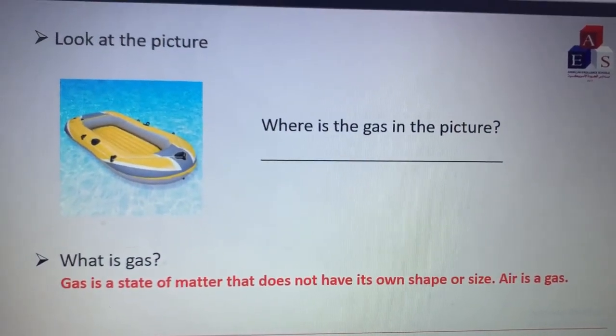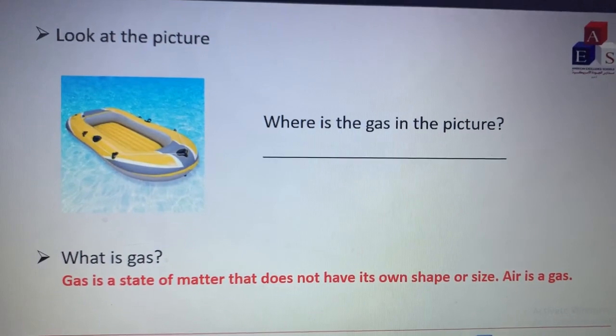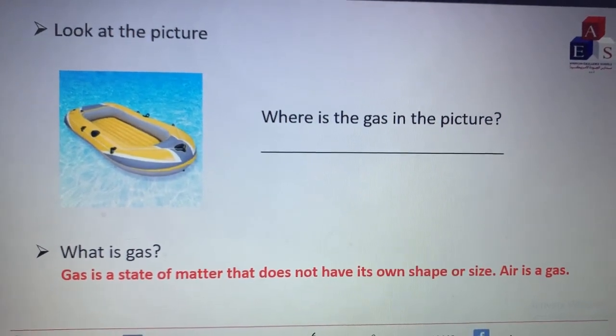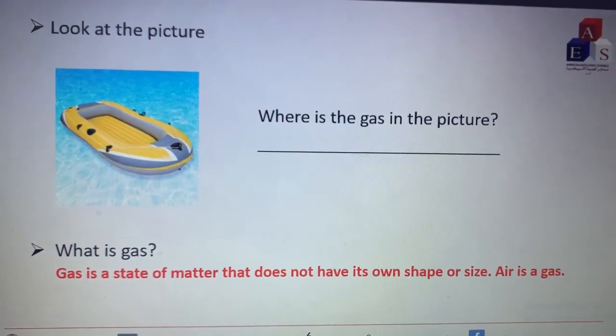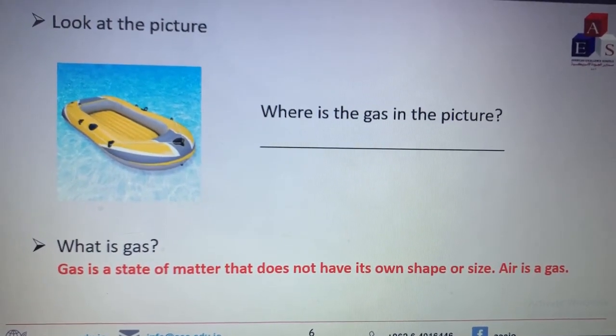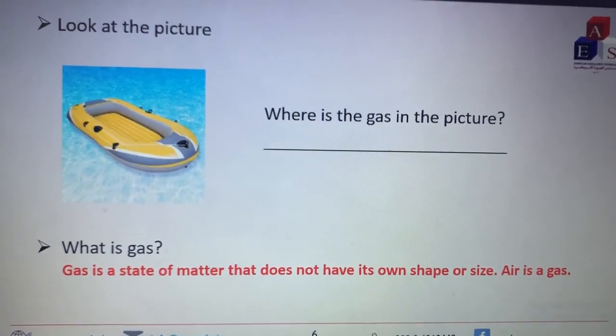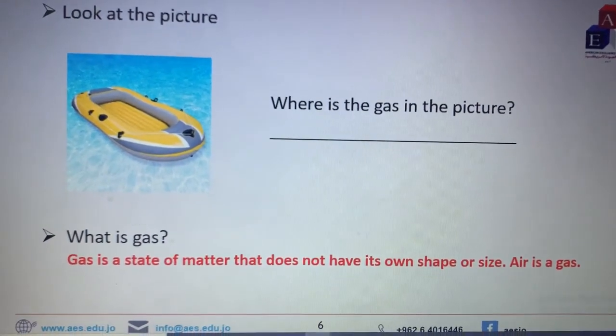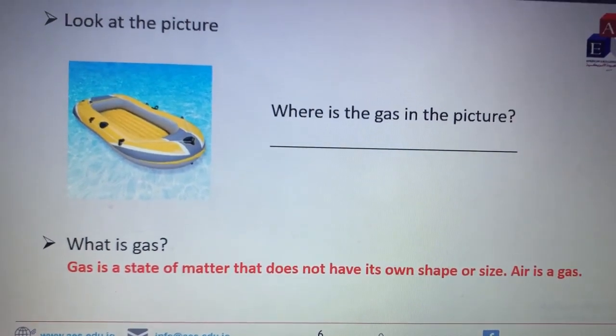And on this slide, look at the picture. Where is the gas in this picture? Write it, please. What is a gas? A gas is a state of matter that does not have its own shape or size. Air is a gas.